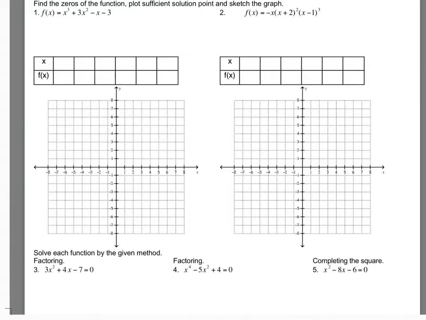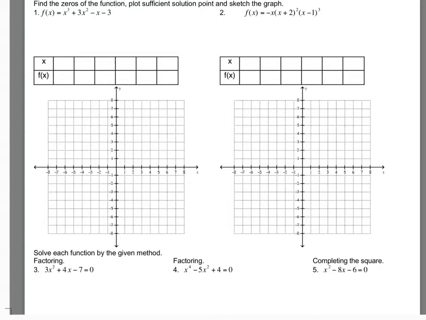PreCalculus, Chapter 2. Find the zeros of the function, plot sufficient solution points, and sketch the graph. So number 1, we're given a function f of x equals x cubed plus 3x squared minus x minus 3. First, I would like to find the zeros using the algebraic method we discussed before.